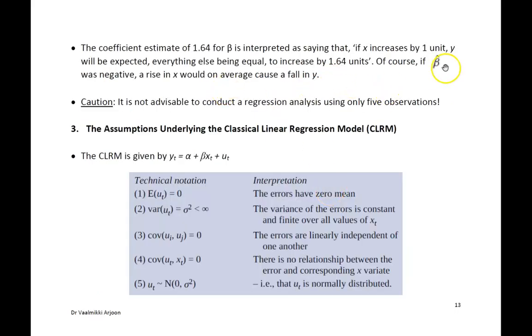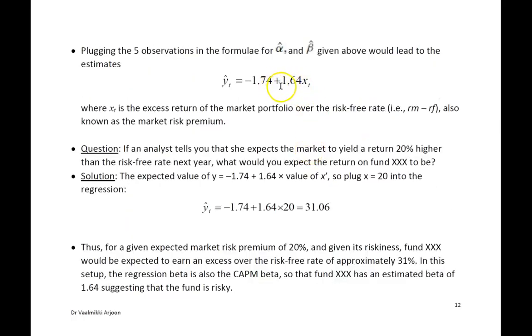Of course, if beta hat was negative, a rise in X would mean, on average, a fall in Y. So if it were negative 1.64 instead of positive 1.64, then a 1 unit increase in X would cause a reduction in Y of 1.64. But that's if this were negative. It's not, it's positive. So a 1 unit increase in X causes Y to increase by 1.64.